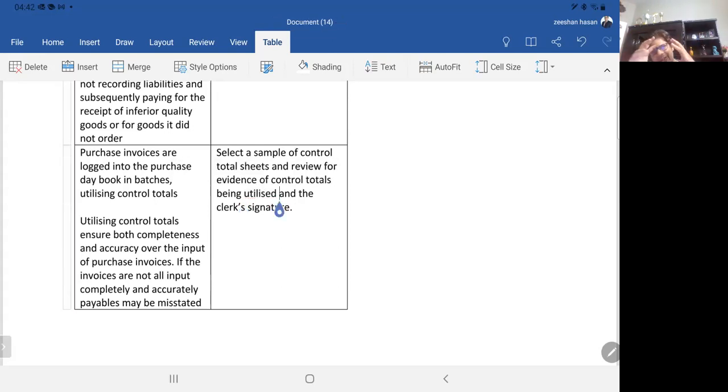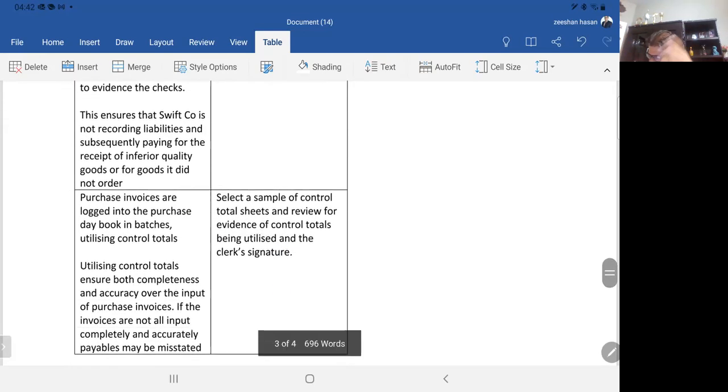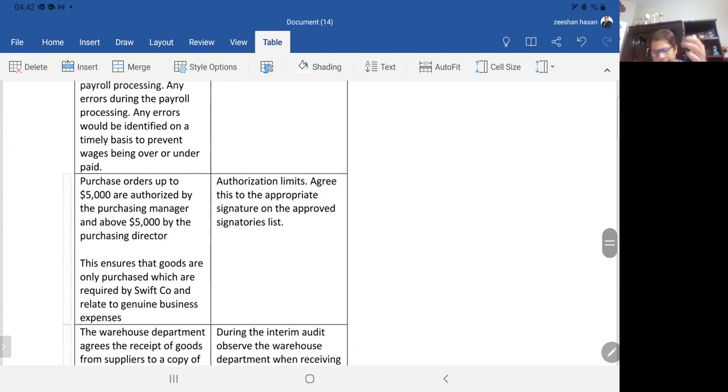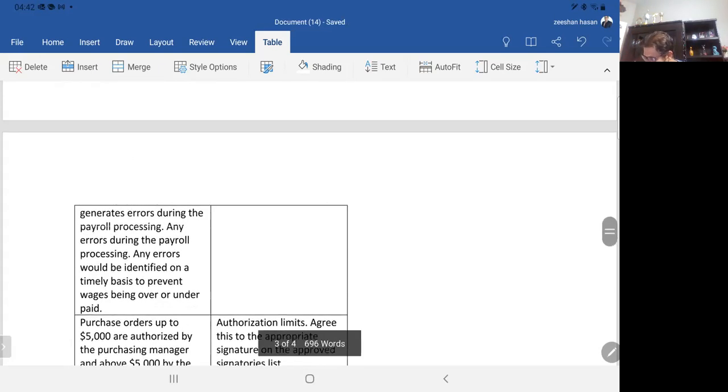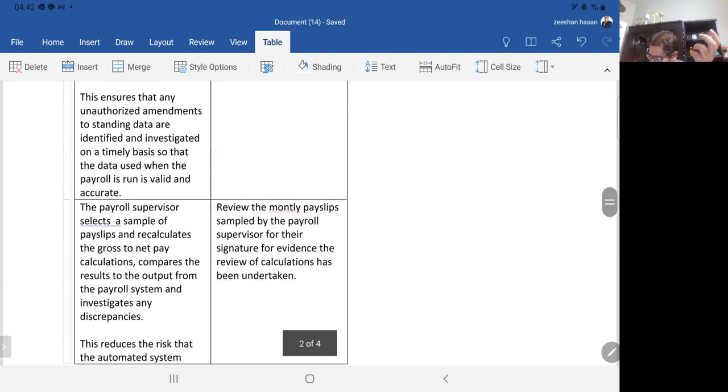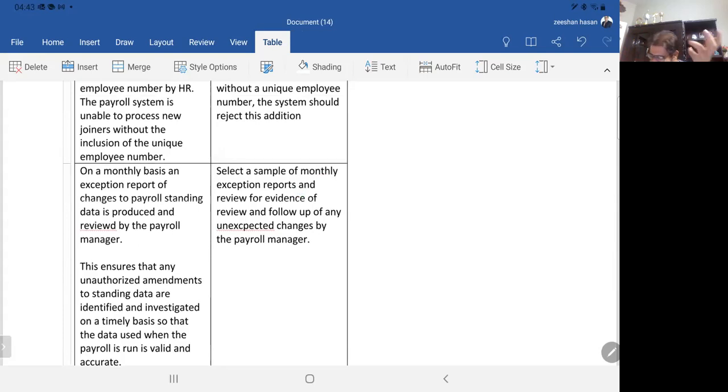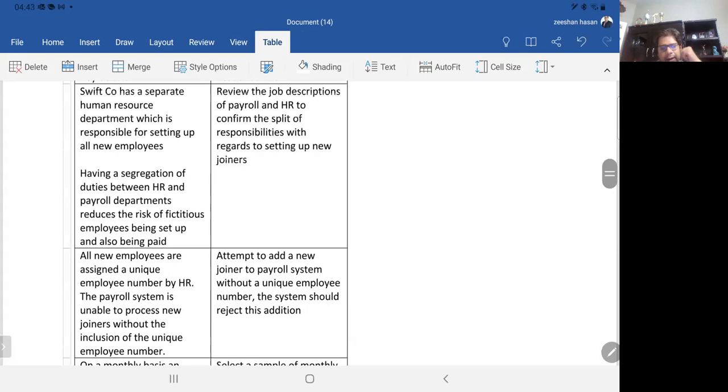Draft the answer. Just look at the scenario, find out the main thing from the scenario and connect it. First I give the key control, then I give the reason why it's a key control, and then I wrote the test of control: select a sample of total sheets and review; during the interim audit, observe; authorization limits, agree this to appropriate signature; then review monthly payslips; then select a sample of monthly exception reports and review for evidence. So simple, it's very simple, right?